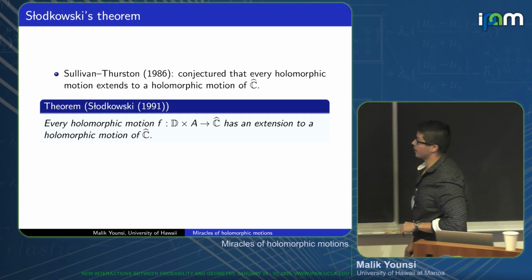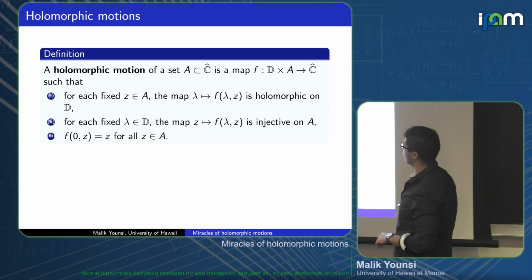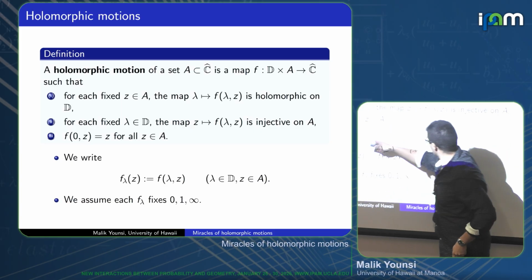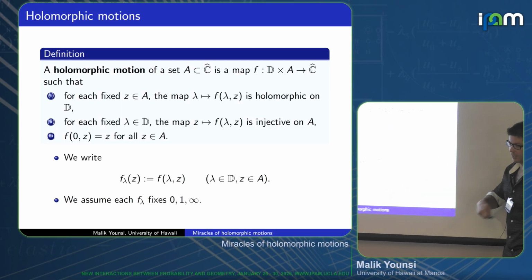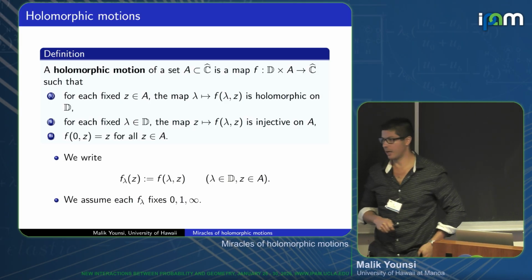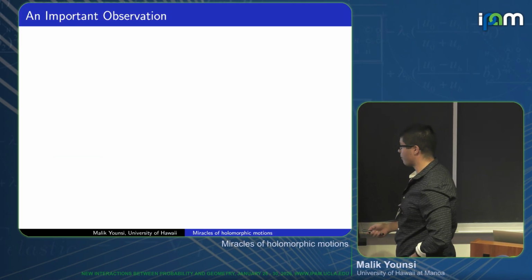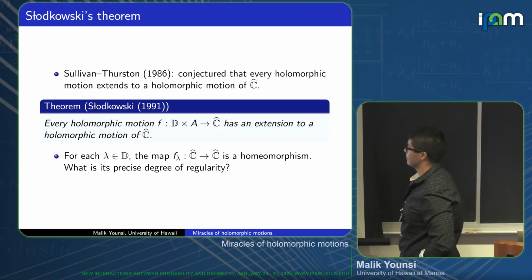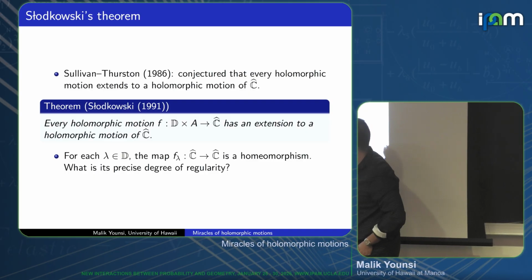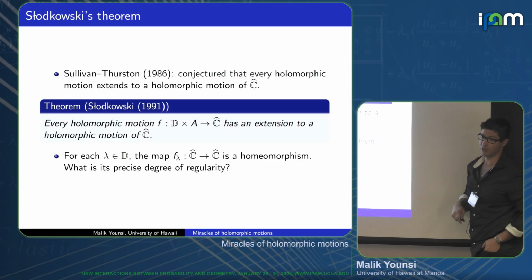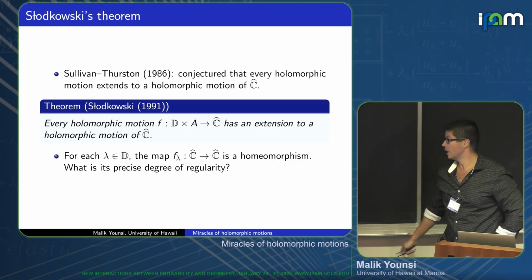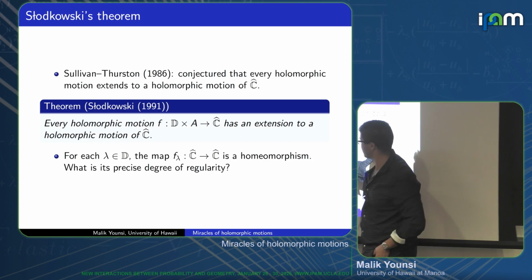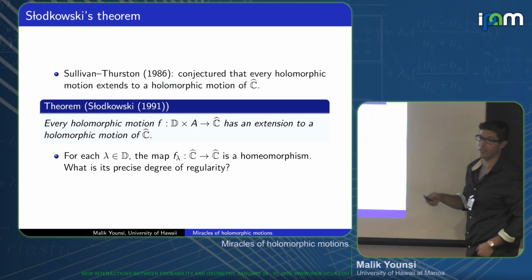Okay, so now maybe I can just go back and recall the definition. If you look at these maps f lambda, they were only assumed to be injective, but because of the lambda lemma, we know that they're continuous. So if you have a motion defined on the whole sphere, like here, what you can do is you can look at those maps f lambda, and now you know that they're homeomorphisms, they're injective, and they're continuous. And one can wonder what is the precise degree of regularity for these maps f lambda that you get out of the holomorphic motion.